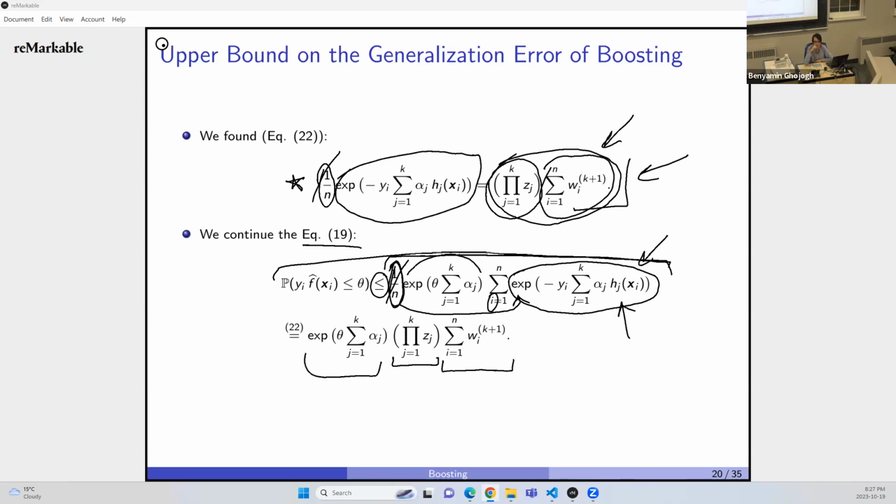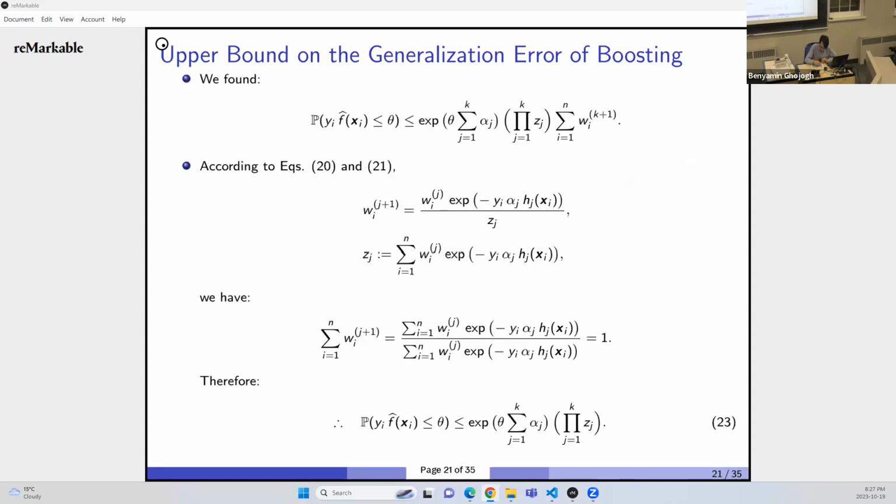Interesting. Very interesting. So I'm having it here. And I know that this is an upper bound on the probability of error. Now we are simplifying it further.